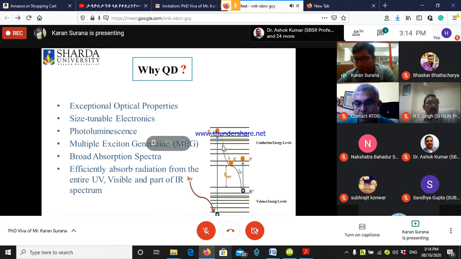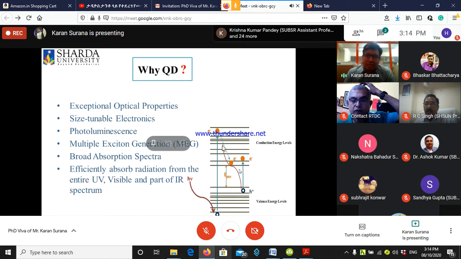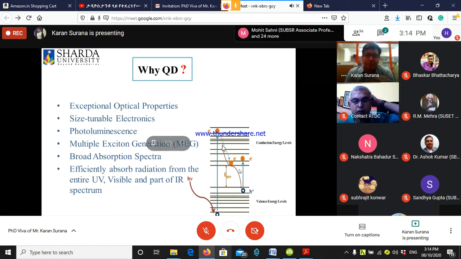Next, they show broad absorption spectra. That means if we prepare quantum dots of different materials, then we can practically cover the entire visible part of the spectrum, along with UV and near IR, and hence we can get an efficient device.